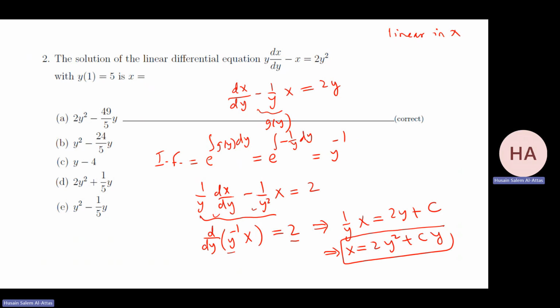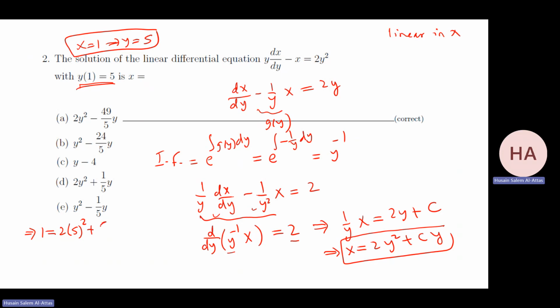Oh, but he gave me an initial condition. y at 1 equals 5. It means x equal 1 implies y equal 5. Plug it into the equation to find the c. So I have 1 equal to 2 times 5 squared plus 5c.